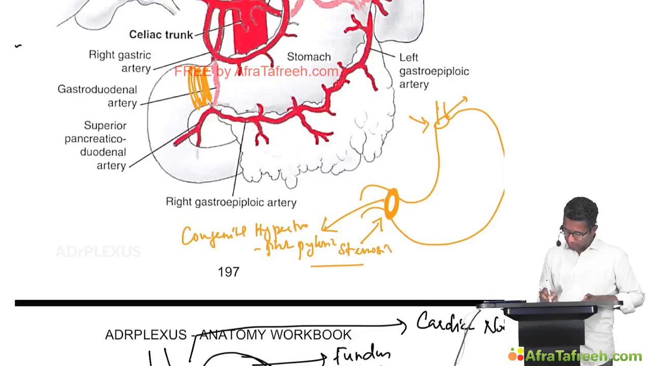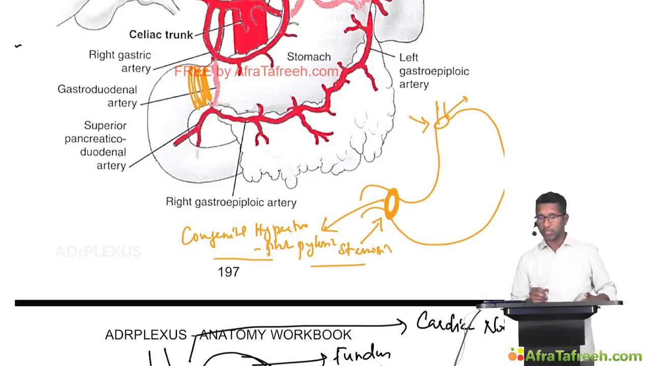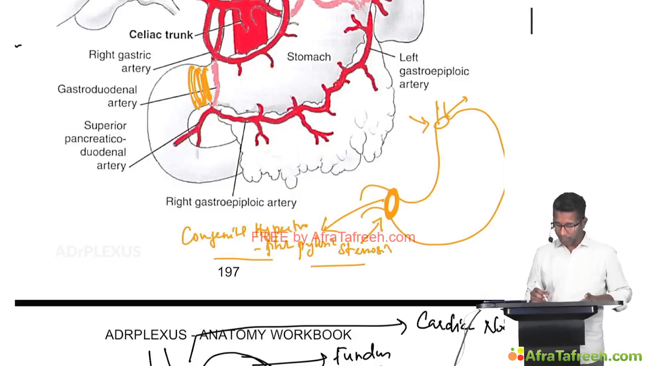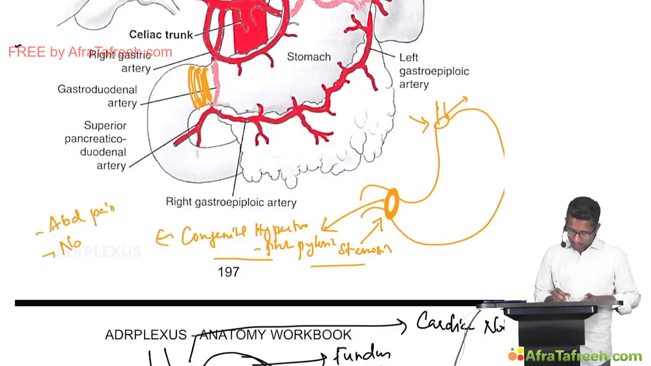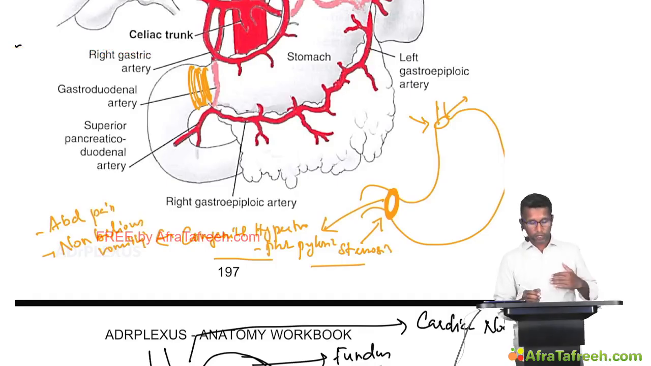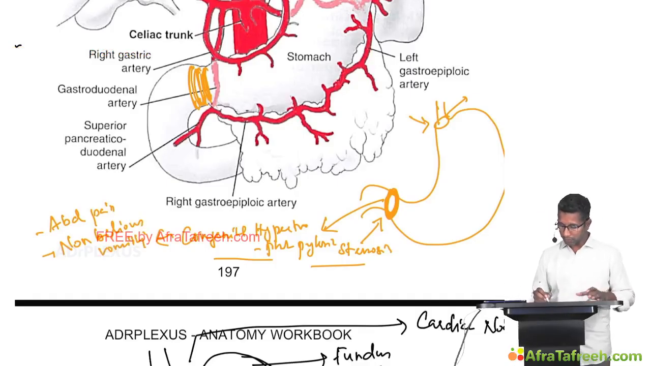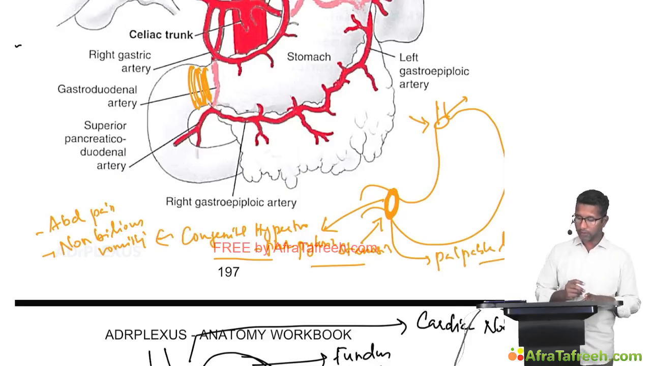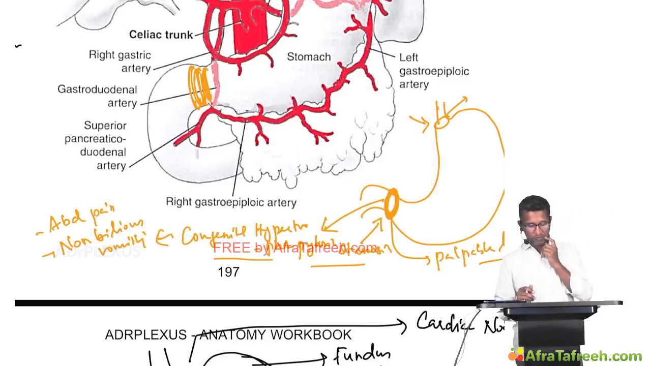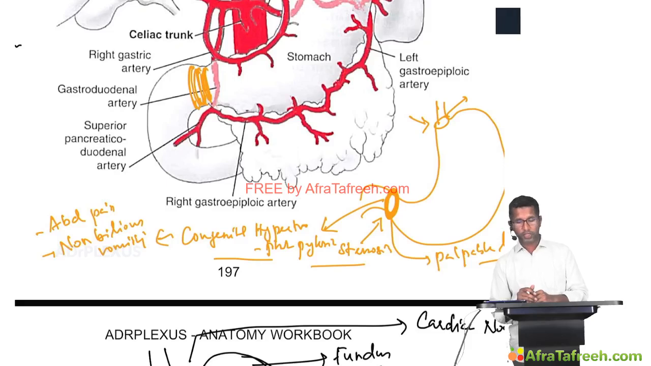Whenever a patient has congenital hypertrophic pyloric stenosis, the patient will present with abdominal pain, and with non-bilious vomiting. And when you palpate the abdomen, you can see a palpable lump in the epigastric region. So this condition is called congenital hypertrophic pyloric stenosis.